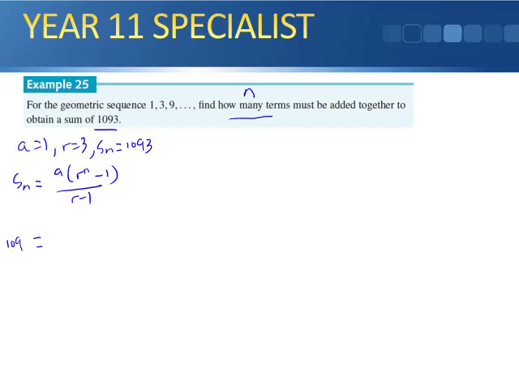Our A is 1, S of n is going to be 1093, we know that. R is 3 to the power of n minus 1, over 3 minus 1. So 3 minus 1 is 2. So we're going to get 1093 times 2. We can use the solve if we have to on our calculator. We're going to add 1. So we're going to get 3 to the power of n equals, when we work that out, 2187. And now when we use the solve, we're going to get n equals 7.